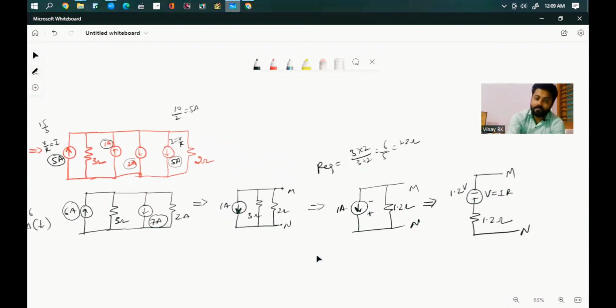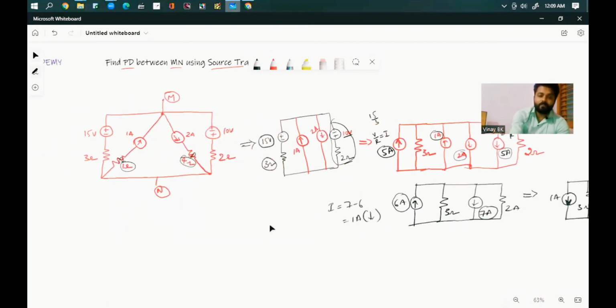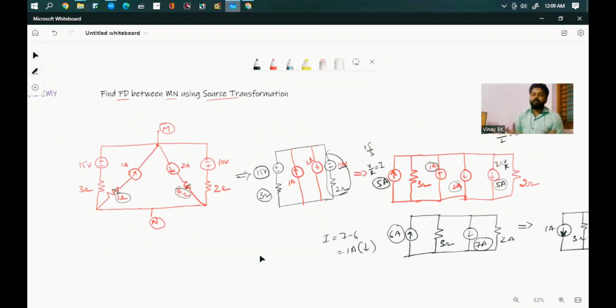Then you simplify the parallel resistances, and you get 1 ampere, 1.2 ohm. Then converting that current source into a voltage source, you get 1.2 volts with respect to the 1.2 ohm resistance. So this is how we have to solve problems related to source transformation. This is quite a tricky problem, so try to analyze neatly and solve problems like this. If resistances are connected in series with the current source, or if the resistances are connected across the voltage source, you can call that a redundant resistance.